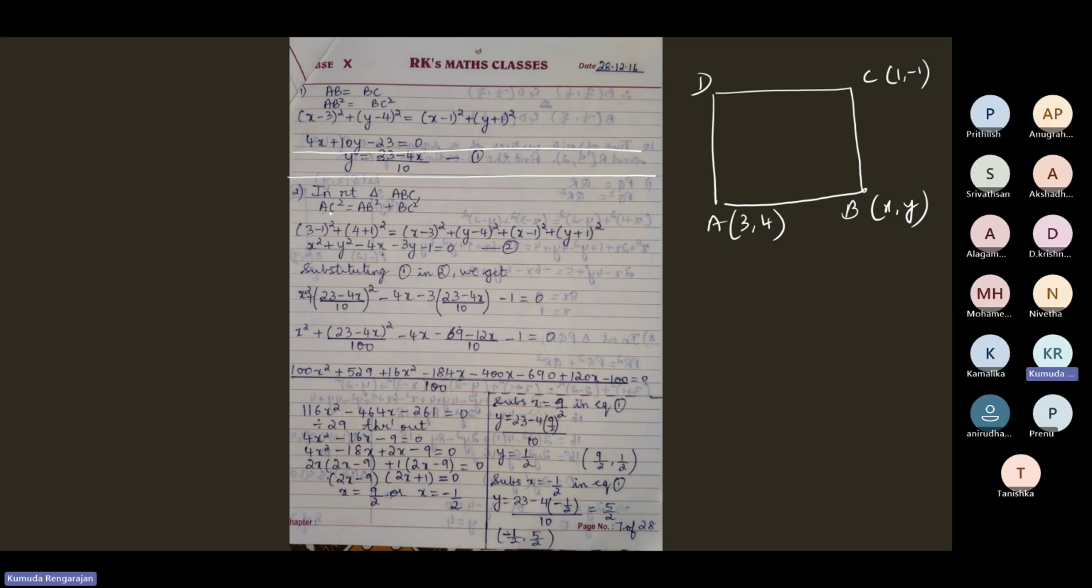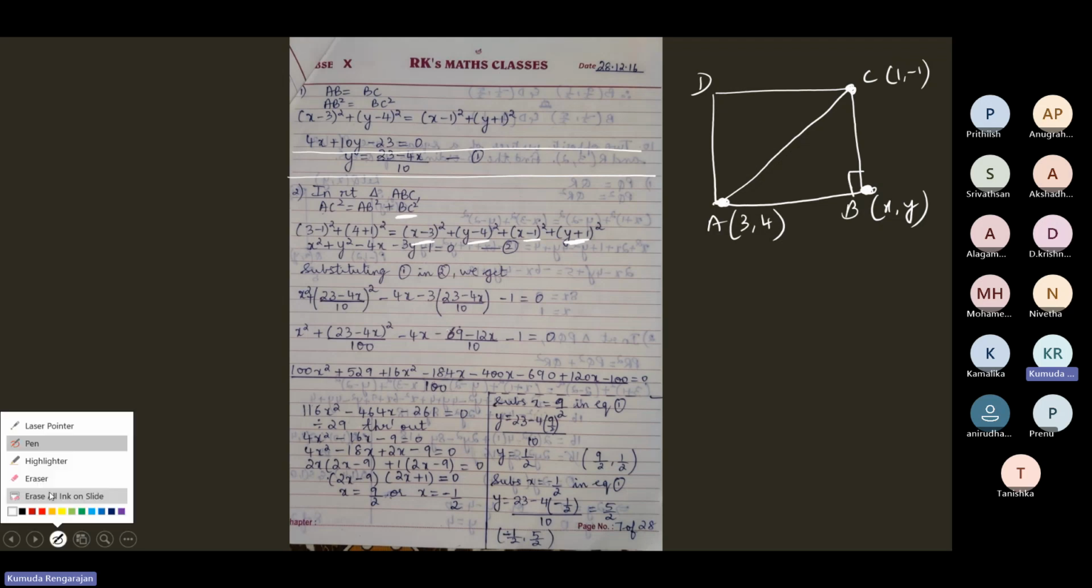Now, the second condition, AC square is equal to AB square plus BC square by Pythagoras theorem, because we know this corner is a right angle. So this is the hypotenuse. So AC square, using the coordinates of A and C: (x2 minus x1) the whole square plus (y2 minus y1) the whole square. AB square, using the coordinates of A and B, again (x2 minus x1) the whole square plus (y2 minus y1) the whole square. Then BC square, using the coordinates of B and C, is again (x2 minus x1) the whole square plus (y2 minus y1) the whole square.